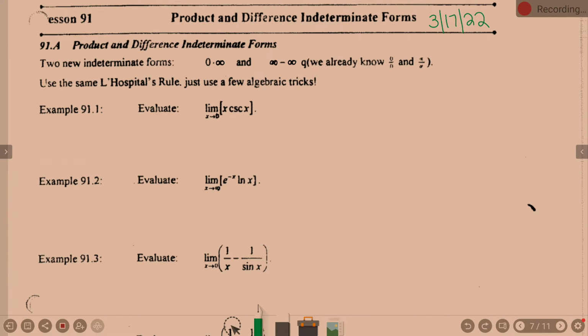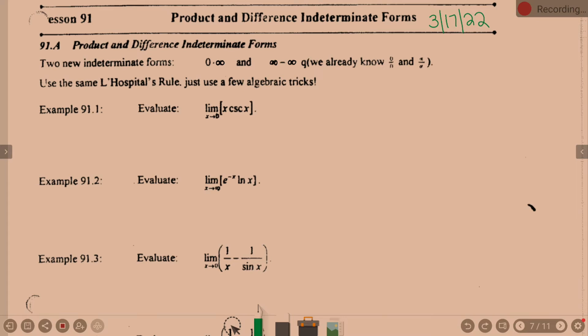Okay, lesson 91 is product and difference indeterminate forms. So we already have two indeterminate forms we've talked about. And what are those? 0 over 0, infinity over infinity. Right. If we get 0 over 0 or infinity over infinity, those are indeterminate forms. We don't know what happens in that form, so we use L'Hopital's rule to find the limit.